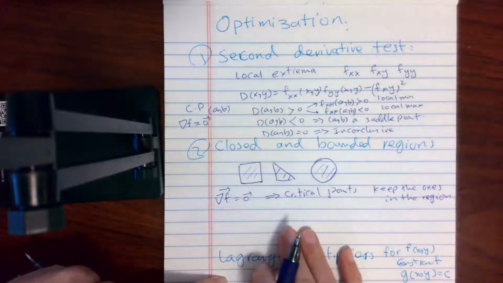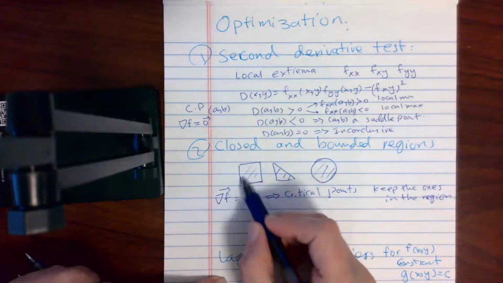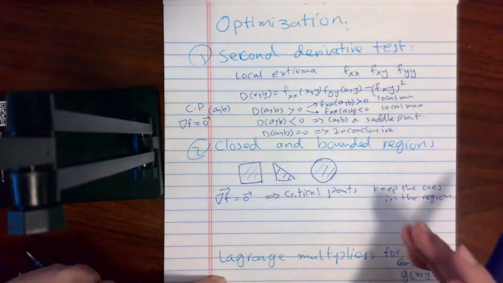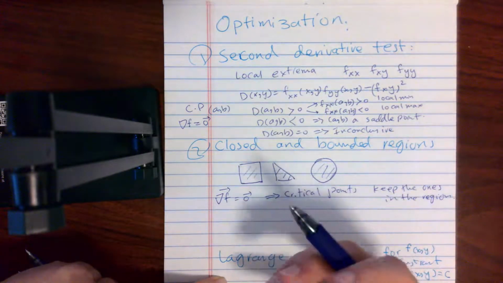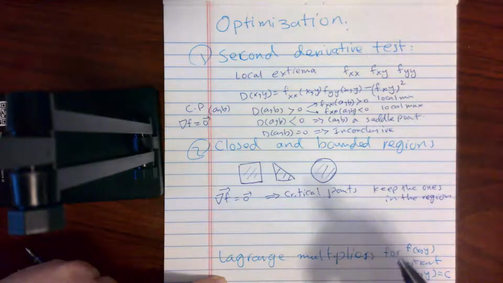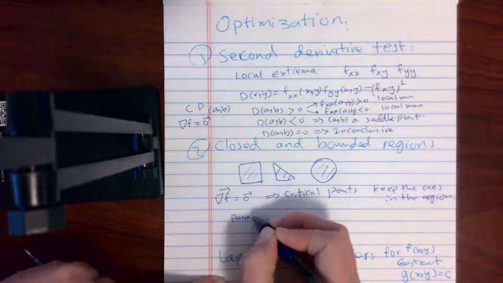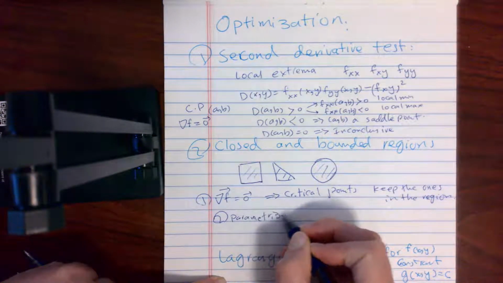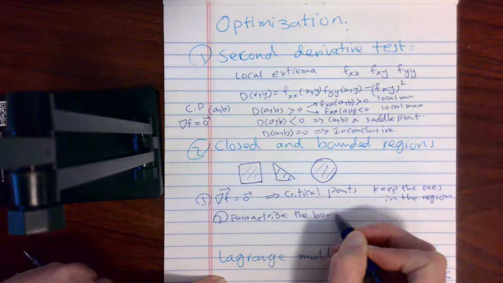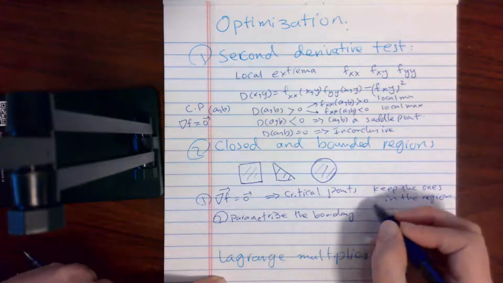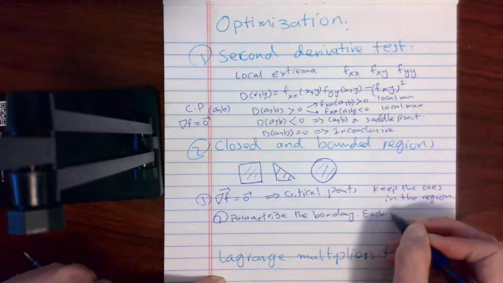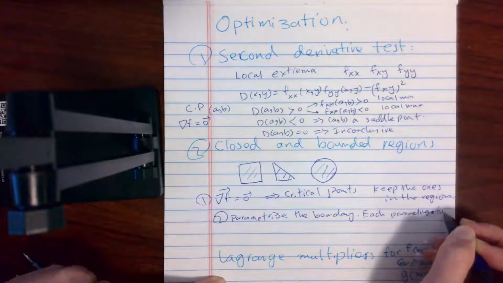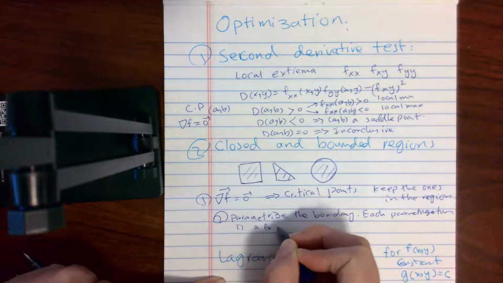And then the next thing that you do is parameterize each piece of the boundary, or in this case the entire boundary. When you parameterize the boundary, each parameterization is a function of one variable.